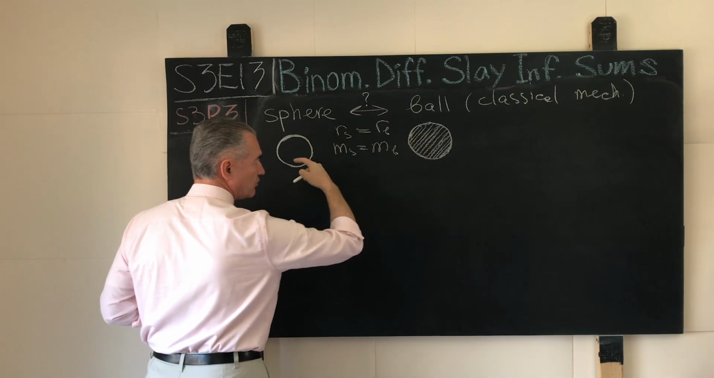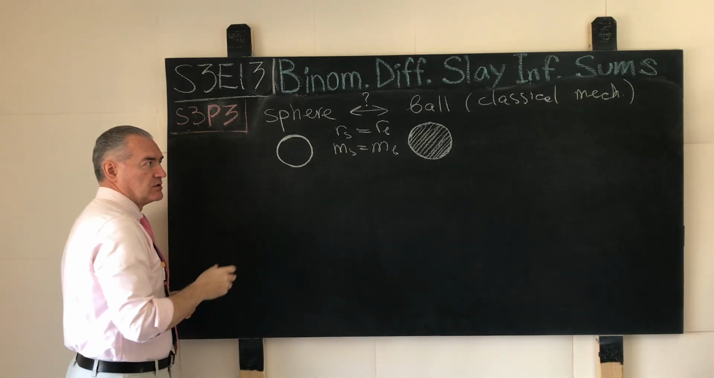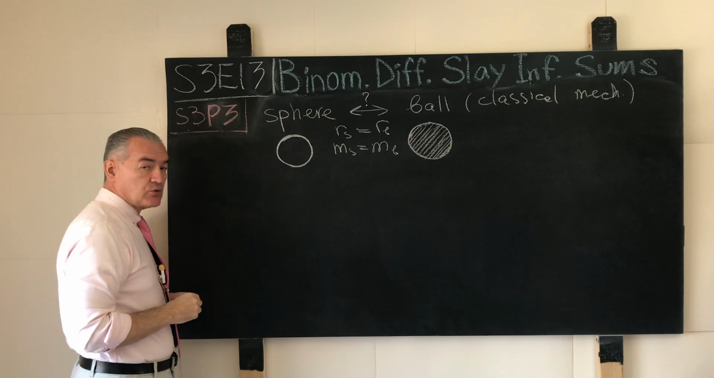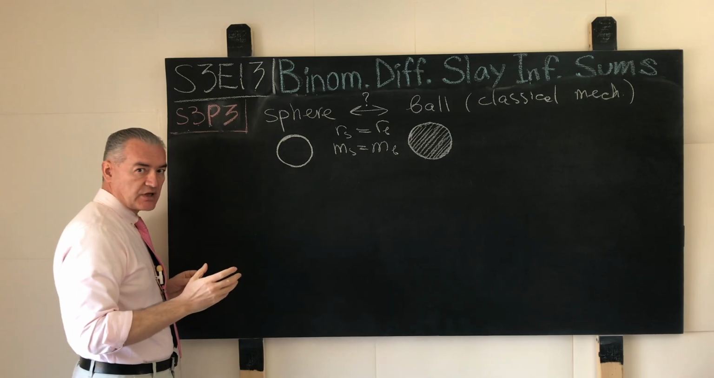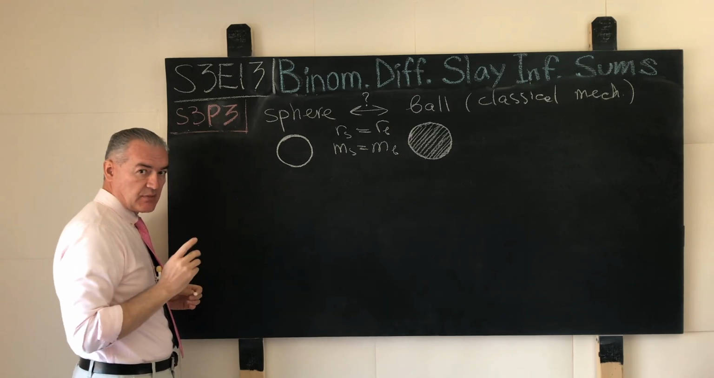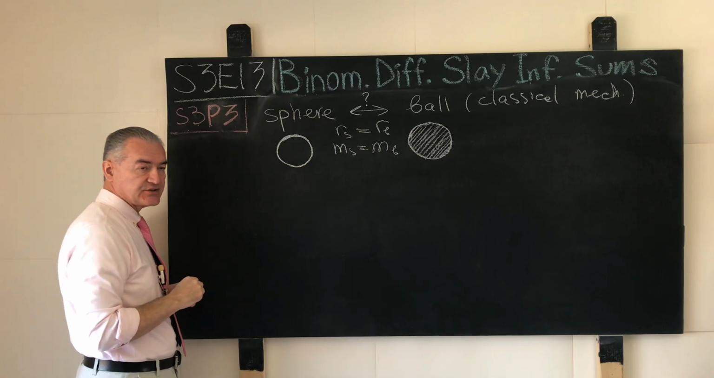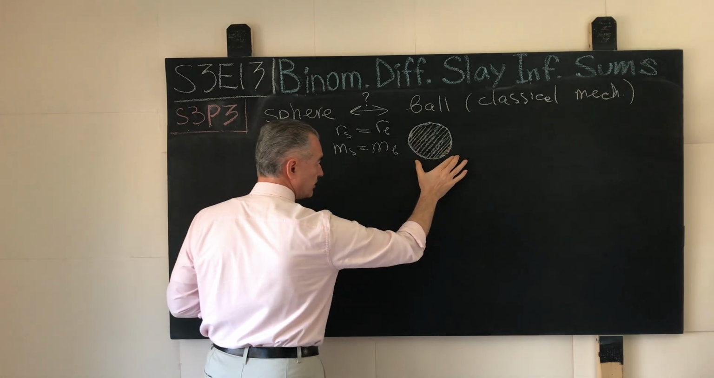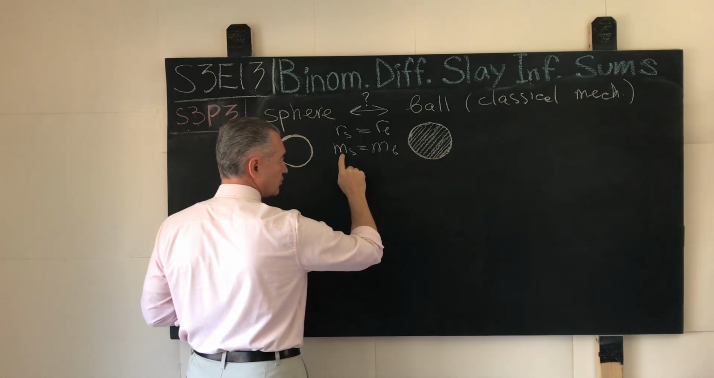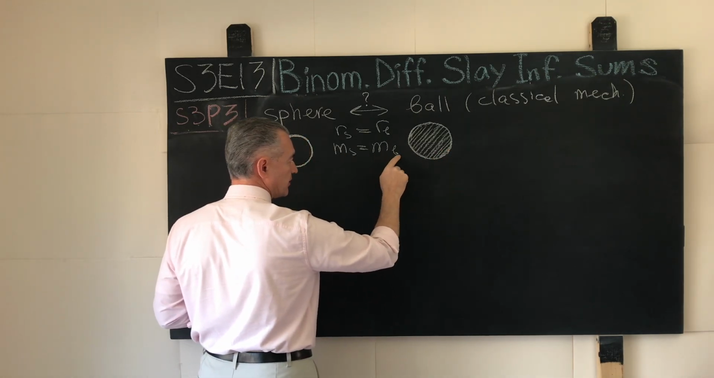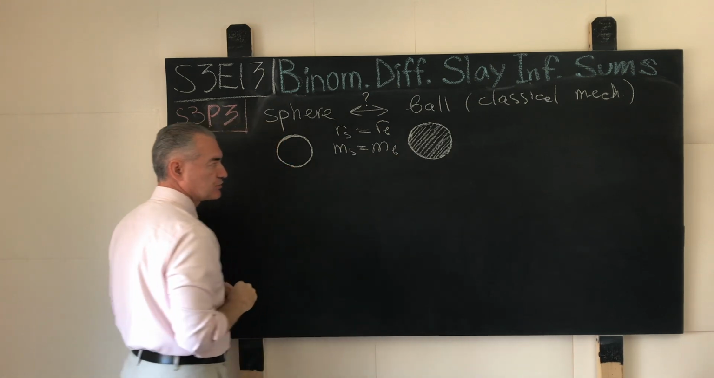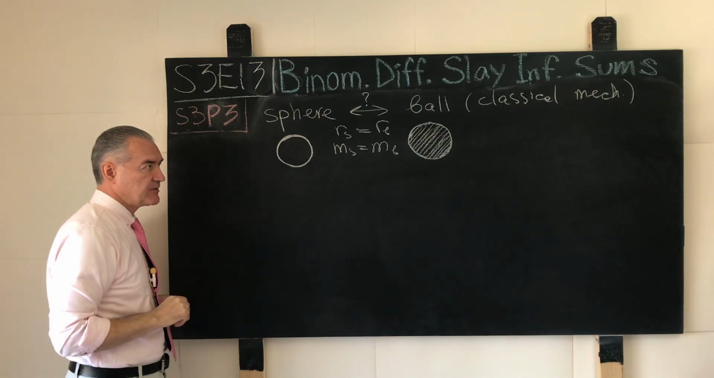So the radii of these two objects of revolution, let's say, are equal to one another. So equal radii, and the mass is also equal. The mass of a sphere and the mass of a ball is one and the same. So m sub s and m sub b, s for sphere, b for ball, is also one and the same.